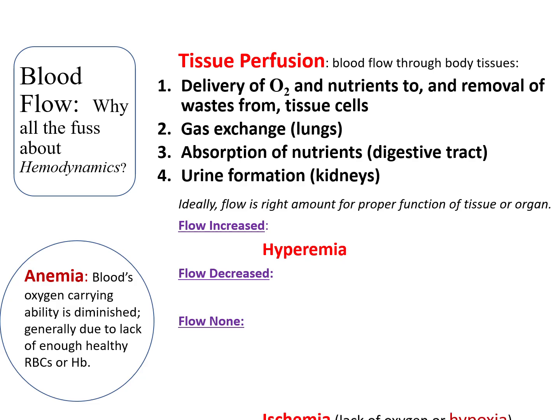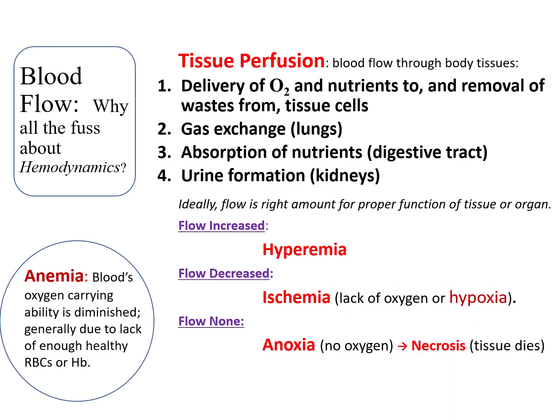Right. When flow is decreased, we call that ischemia, or if there's plenty of flow but not enough oxygen, we call that hypoxia. If we have no oxygen, we have anoxia, and that leads to necrosis, an uncontrolled type of cell death that's pro-inflammatory.